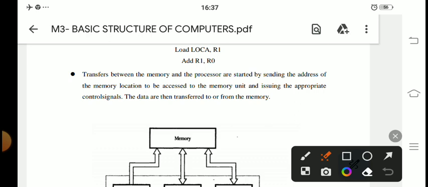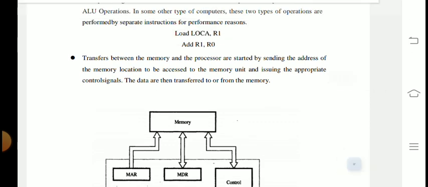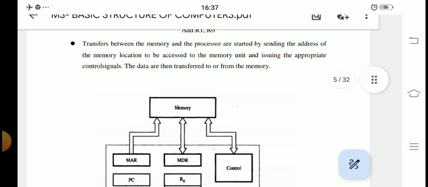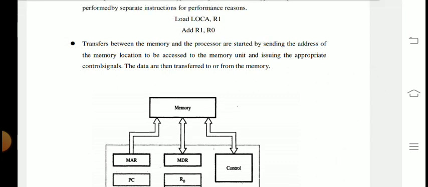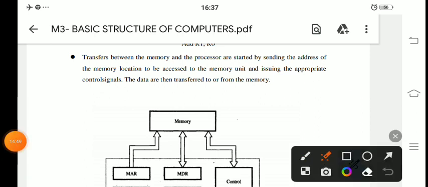Now we are talking about wanting data to go from the memory to the processor, right? In all our previous examples, we took a data item or an instruction from memory to the processor. How will it be done? This is done by the transfer between the memory and the processor. It is started by sending the address of the memory location to be accessed to the memory unit and issuing the appropriate control signal.